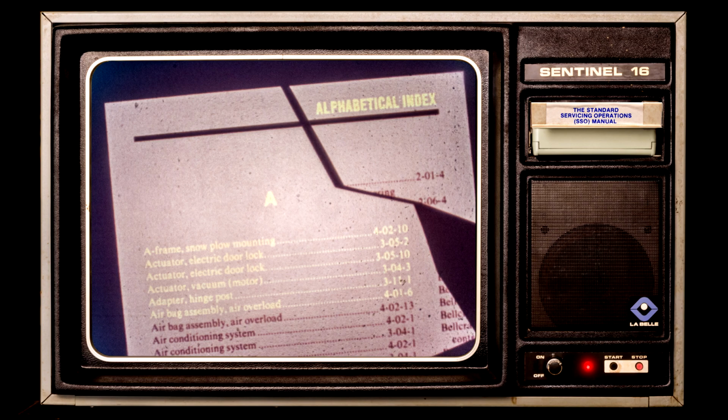There are two quick reference indexes located at the rear of the SSO manual. These indexes can help you save time locating the information you need when using the manual. One is the alphabetical index. The other index is this listing of operations by operation number.